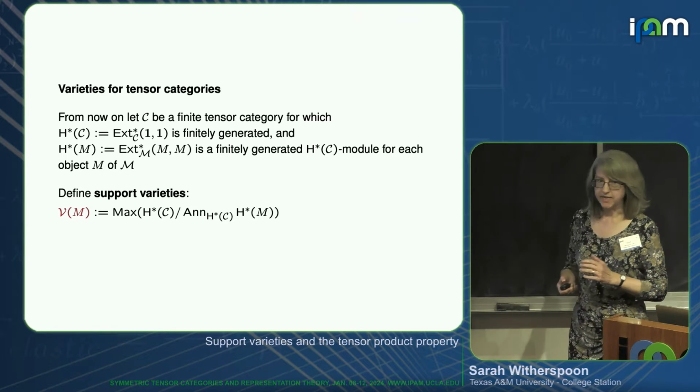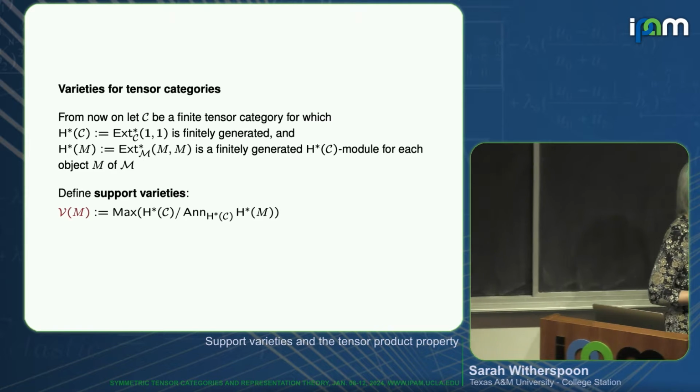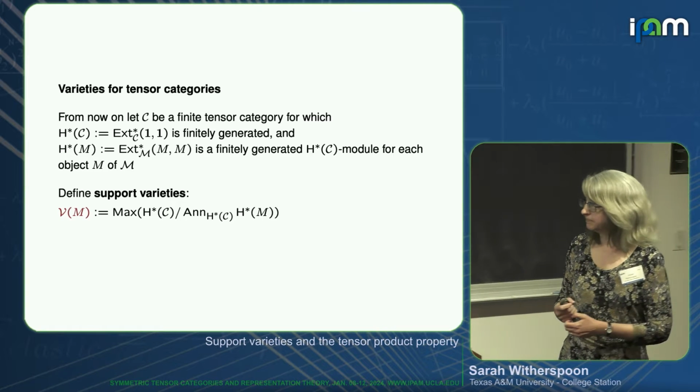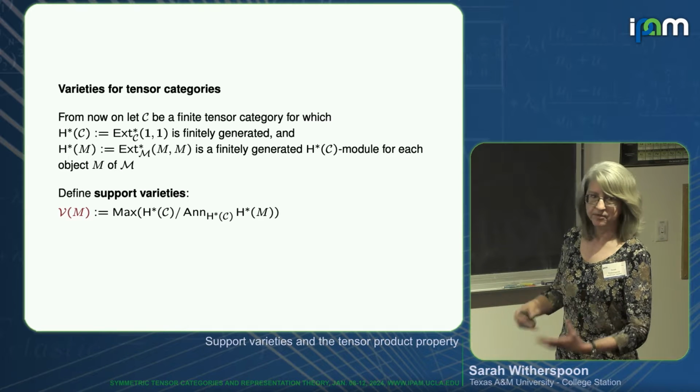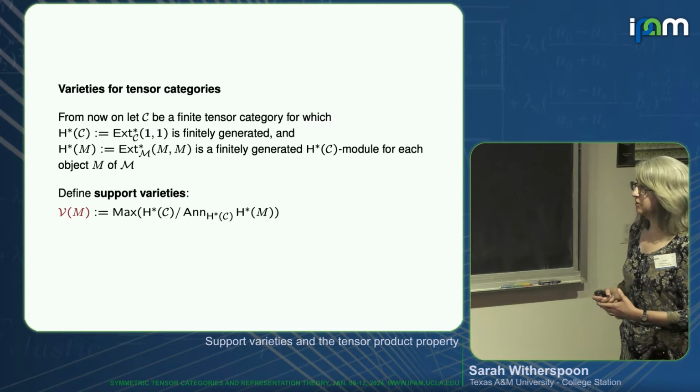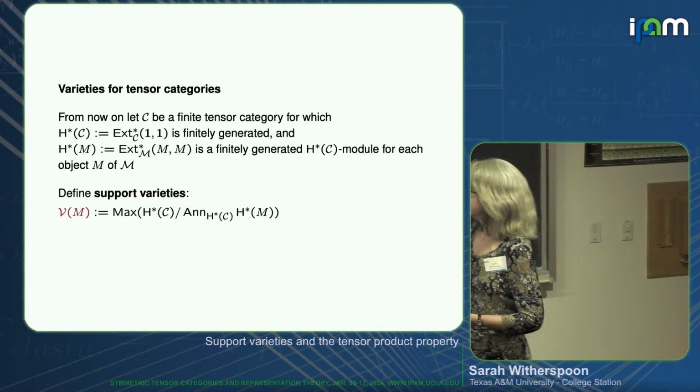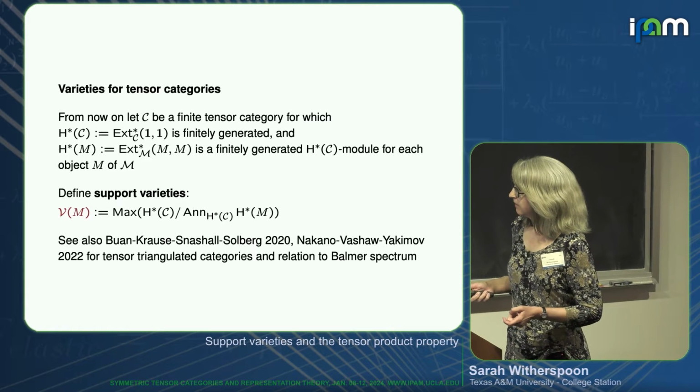So these are maximal ideals that contain that annihilator under the Zariski topology. Could projectivize it, could look at prime ideals, and sometimes that is useful to look at it in another way. But this is how I'm going to write it today.